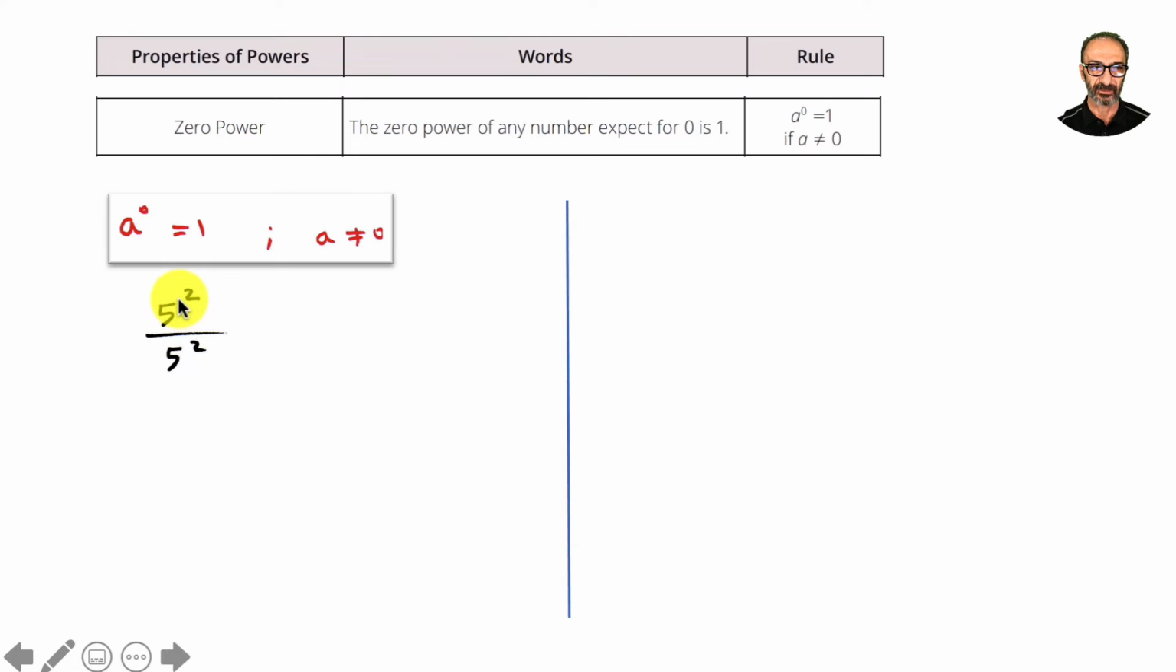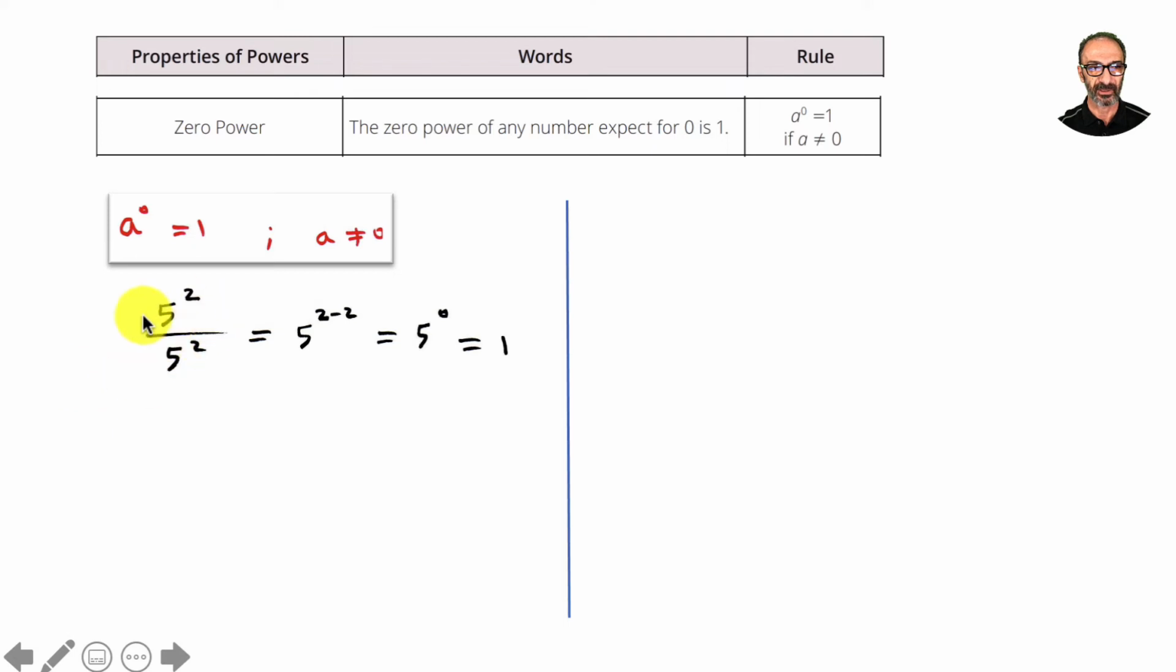5 to the second over 5 to the second. One more time, this is to show you that this works. I'm trying to approach the problem from different angles to show you that yes, it does work this way, and you have to follow the rule and believe in it. If you want to use the rule of subtracting exponents that we had a few minutes ago, that's going to end up 5 to the power 2 minus 2, which is 5 to the power 0, and that is 1.